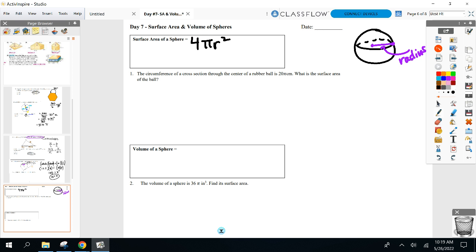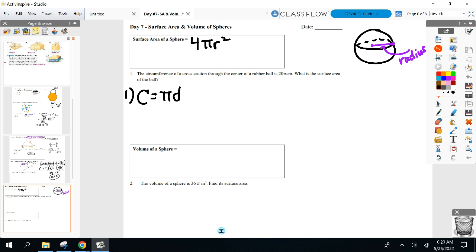So what did you guys just tell me? You need the what for the surface area? What's the only measurement you need? Radius. Can I get that from the circumference? Do we remember the circumference formula? If not, it is on the formula sheet if you want to take a peek. Pi d, yep. Circumference equals.